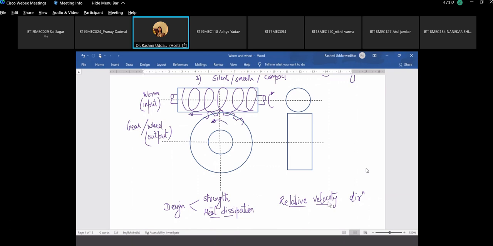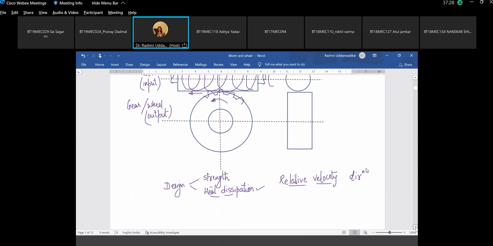So a relative velocity need not only be in magnitude, it can be in direction also. Since the worm and the worm wheel are rotating in two different planes, their axes of rotation are perpendicular. So there is a huge relative velocity in direction which leads to heat dissipation. So this is an important point which you must remember.